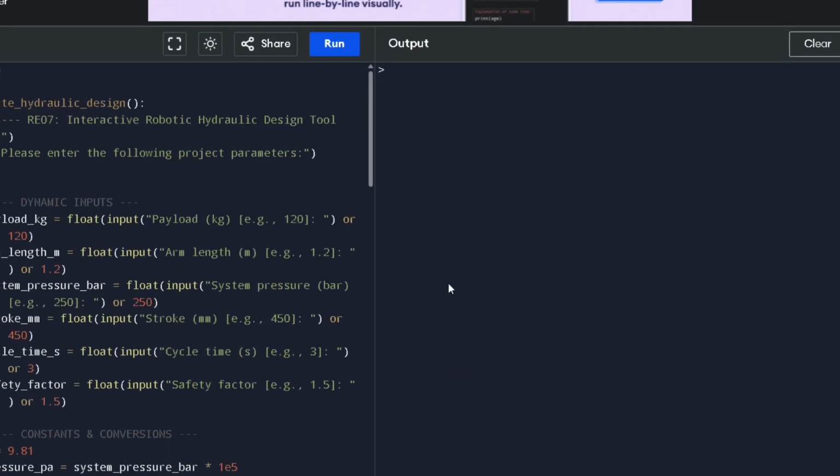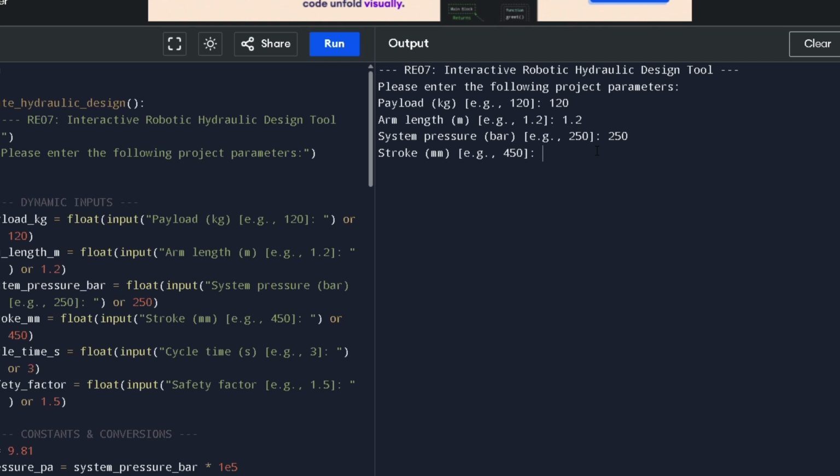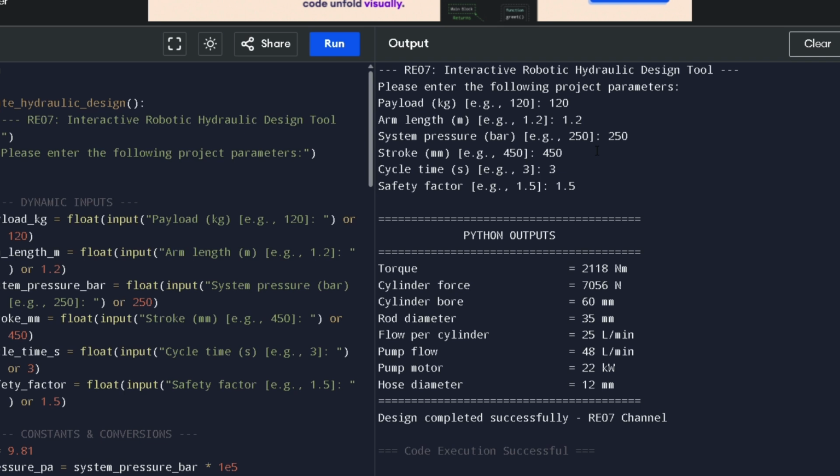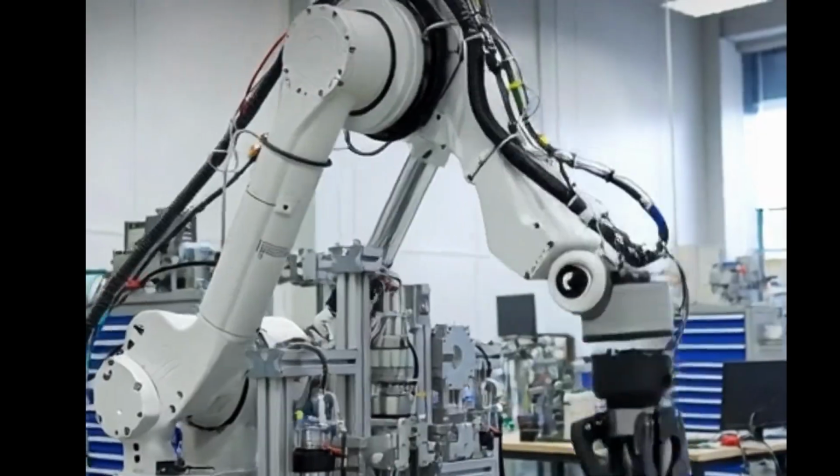In this lesson we have defined the real engineering inputs, used physics and hydraulic formulas, built a Python calculation tool, designed a real electro-hydraulic robot joint, and connected theory to industrial practice. This is exactly how modern hydraulic automation projects are developed.